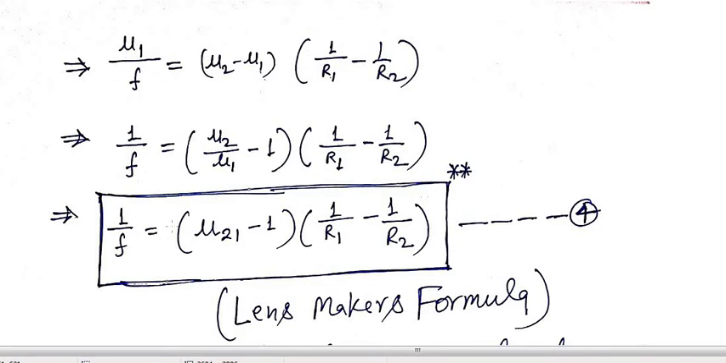Now this mu2 upon mu1 can be written as mu21. So 1 upon f equal to mu21 minus 1 times 1 upon r1 minus 1 upon r2. This is a relation between radii r1 and r2, the radii of curvature, mu21, that is the refractive index of the lens material with respect to the surrounding, and f is the focal length. This formula is known as the lens maker's formula: 1 upon f equal to mu21 minus 1 times 1 upon r1 minus 1 upon r2, where mu21 equal to mu2 upon mu1. mu1 is the refractive index of the surrounding and mu2 is the refractive index of the lens.